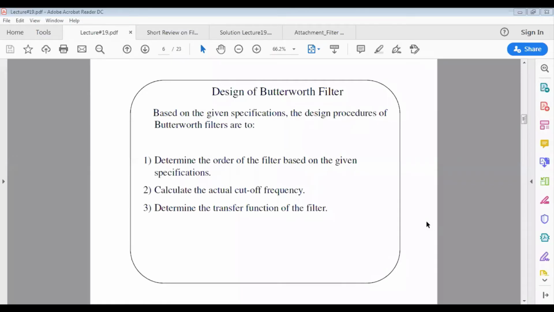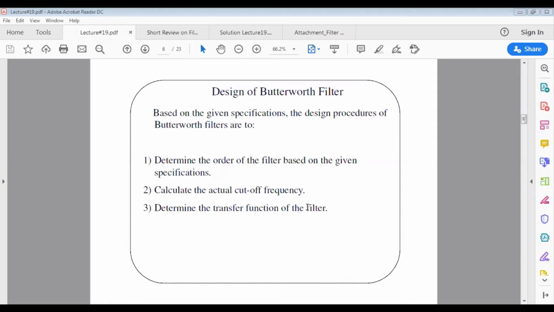Okay, we meet again. So in part 2 of this lecture, we're going to learn further about the design process of the Butterworth filter. As mentioned in part 1 of this lecture, these are the things to be obtained. Number 1 is the filter order. Number 2 is the cutoff frequencies. Number 3 is the transfer function.